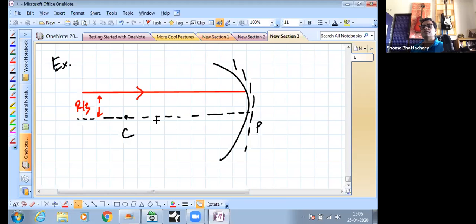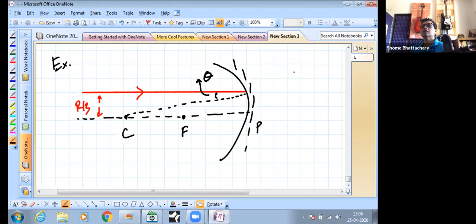So in this you will not be using that formula that 1 by F is equal to 2 by R, just because this is a ray parallel to the principal axis. It's parallel to the principal axis, but it is not going to go through the focal point. You will understand why it will not go through the focal point. Your focal point here is at the midpoint of the center of curvature and the pole, let's say somewhere over here. But for this particular ray, you can see that the angle of incidence is quite large.